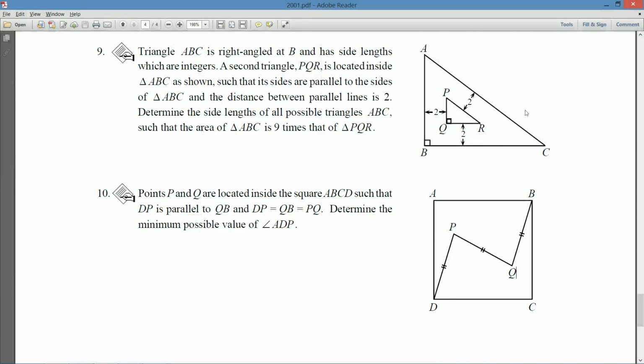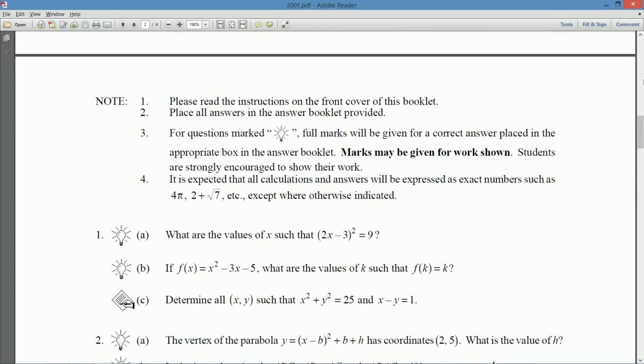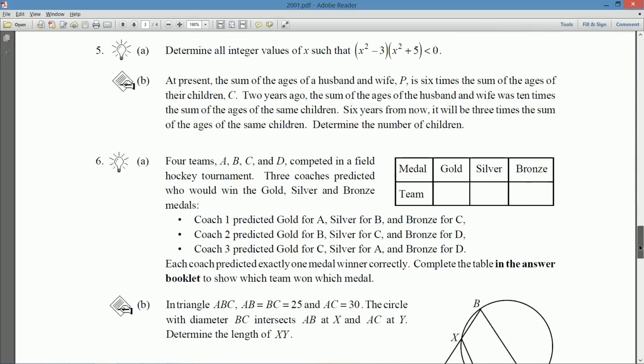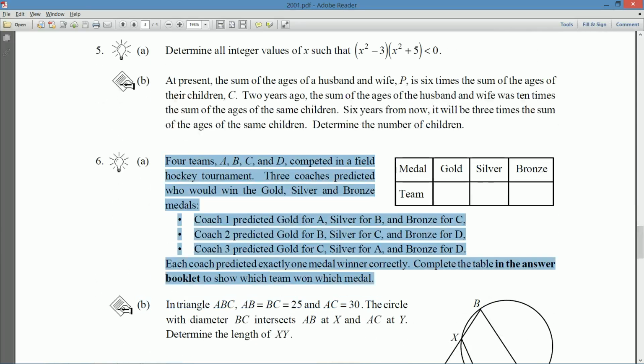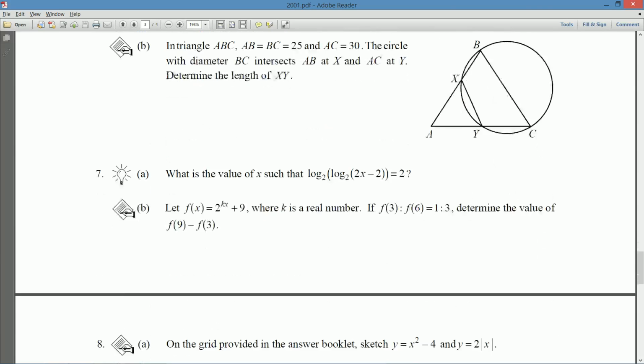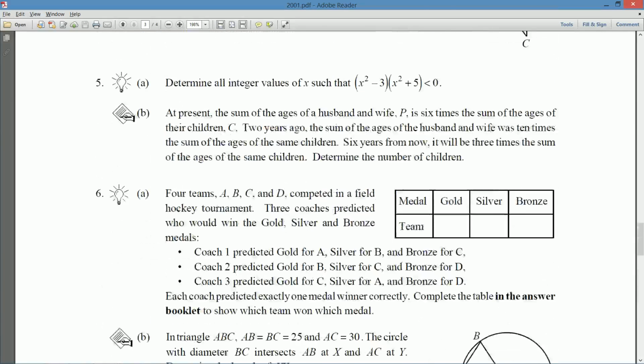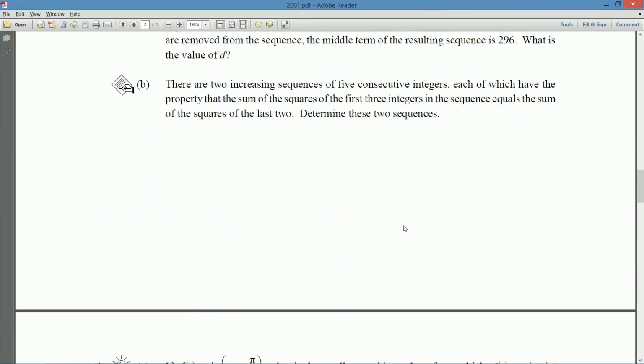And not a bad Euclid contest overall. I liked this one. If I had to pick out a standout question, I really liked 6A because there was some logic involved. Not a whole lot of math, but some logic involved, and I really liked that. 10 wasn't a bad question either, but I think I really liked 6A there.